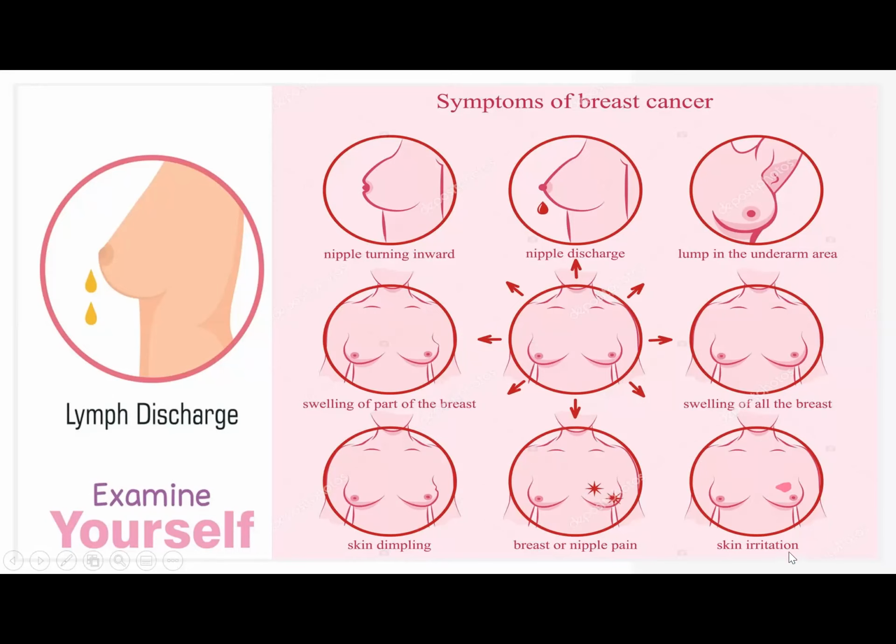And in some part of the breast area, skin irritation starts. The skin is very swollen, or black or red in color, or it always irritates, meaning something is going wrong in that area. So these are the things that you need to monitor.